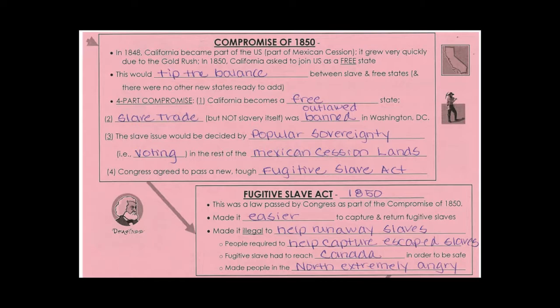All right. You could pause here for a second. If you did not get all of those notes, make sure you go back and fill in the Compromise of 1850 and the Fugitive Slave Act while I wait.